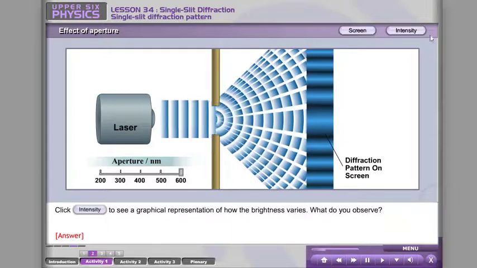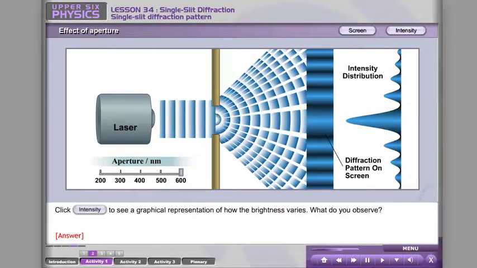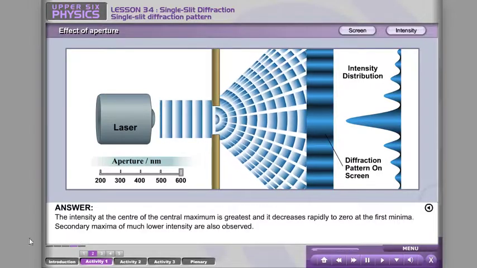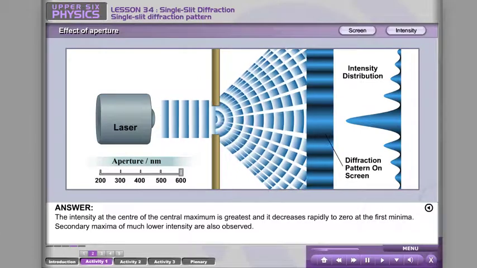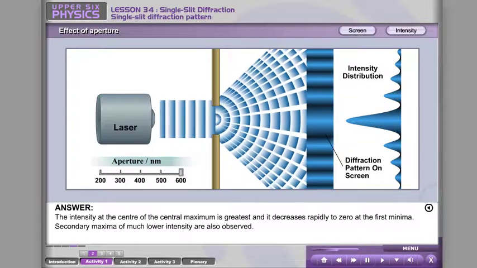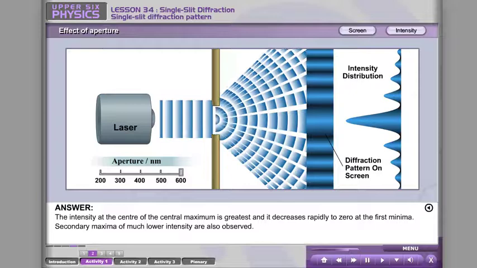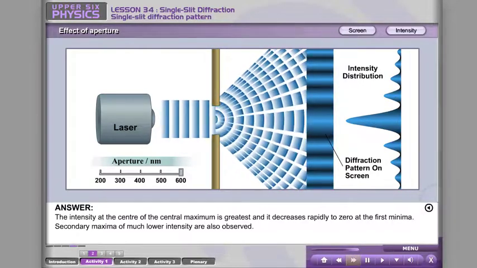Click the Intensity button to see a graphical representation of how the brightness varies. What do you observe? Answer: the intensity at the center of the central maximum is greatest, and it decreases rapidly to zero at the first minima. Secondary maxima of much lower intensity are also observed.